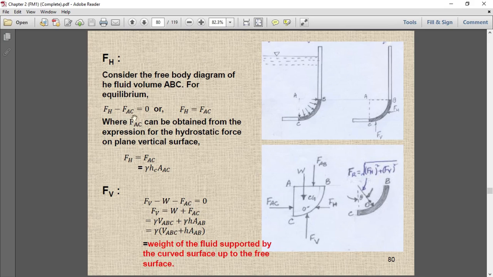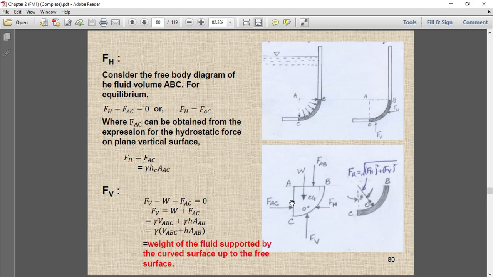Okay, so that is FH equals FAC. And how can we calculate FAC? So consider this is a vertical flat plate. Okay, this is acting like a vertical flat plate. So how are the forces acting on this surface? Definitely the forces are varying. The forces are not uniform here, the forces are varying.